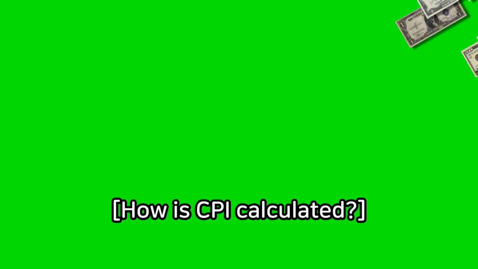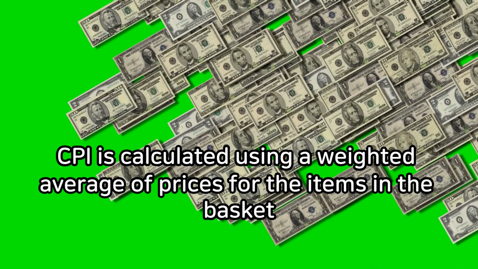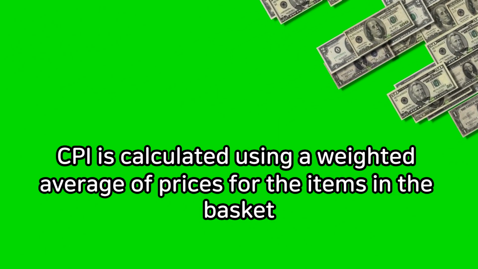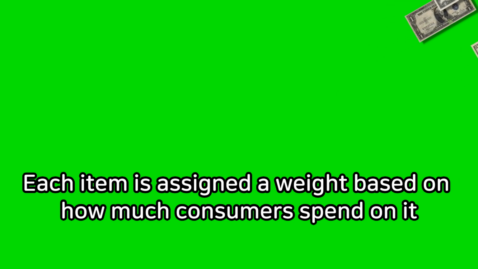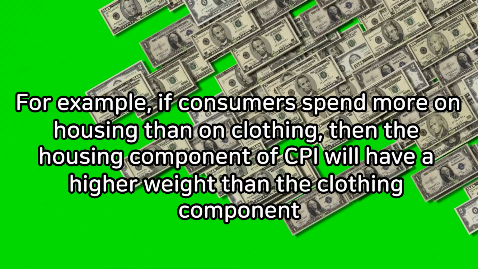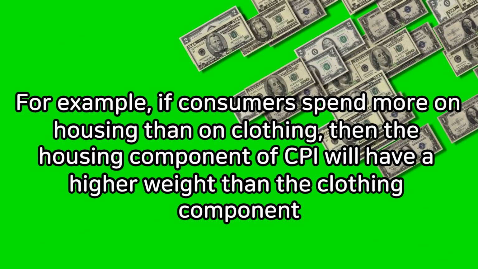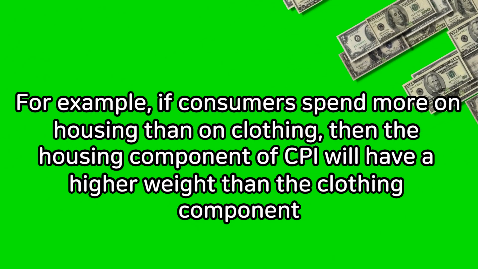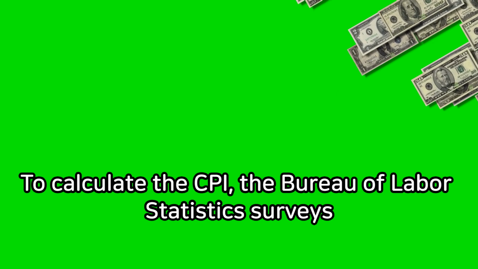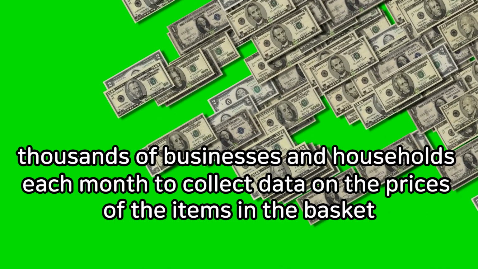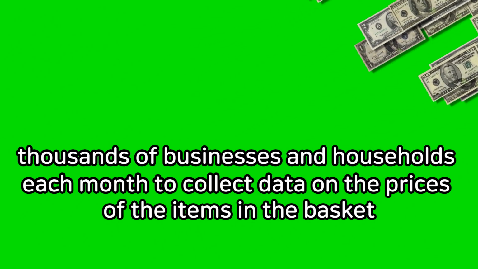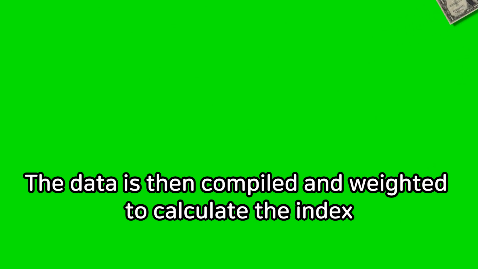How is CPI calculated? CPI is calculated using a weighted average of prices for the items in the basket. Each item is assigned a weight based on how much consumers spend on it. For example, if consumers spend more on housing than on clothing, then the housing component of CPI will have a higher weight than the clothing component. To calculate the CPI, the Bureau of Labor Statistics surveys thousands of businesses and households each month to collect data on the prices of the items in the basket. The data is then compiled and weighted to calculate the index.